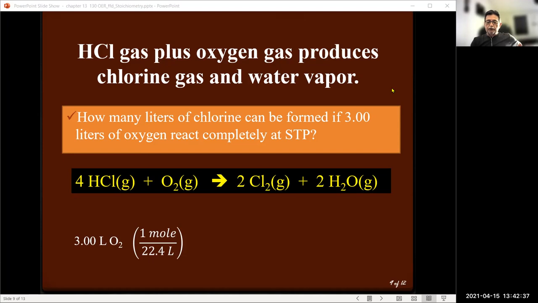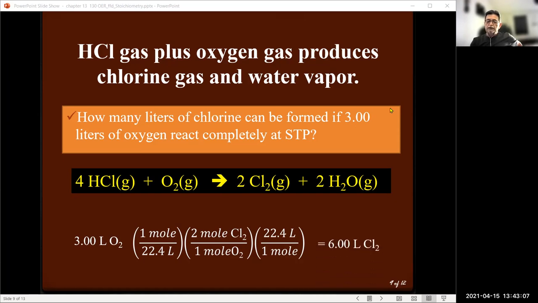Then we go to the stoichiometric relationship between the chlorine and the oxygen, which is a 2-to-1. And like we've done before, we're still in the gas phase, we're still at STP. So now we can still use the 22.4 liter per mole relationship because we're at STP. Doing the math, we end up with 6 liters of chlorine gas.